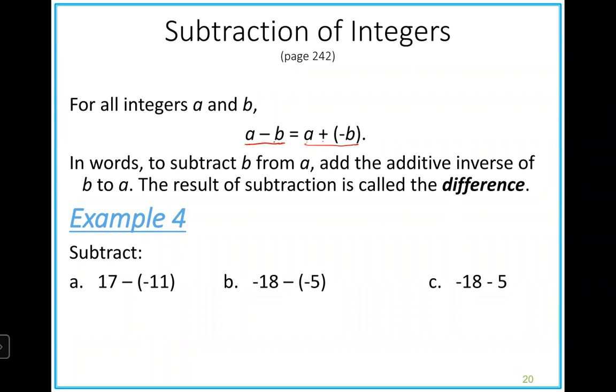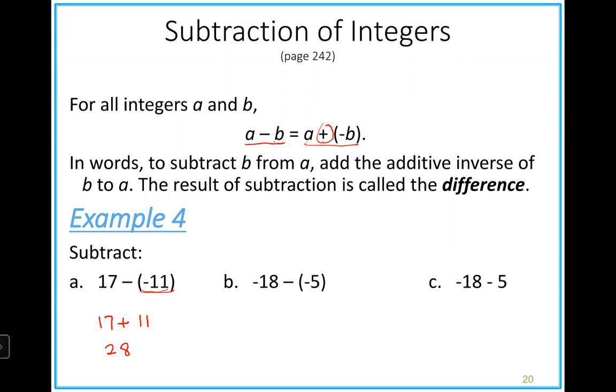So you see some examples here. Okay. So the first one says 17 minus negative 11. So if we follow this rule here, 17, you're going to say plus, because you're going to change to addition following this here. And then the additive inverse of negative 11 is 11. 17 plus 11 is 28.